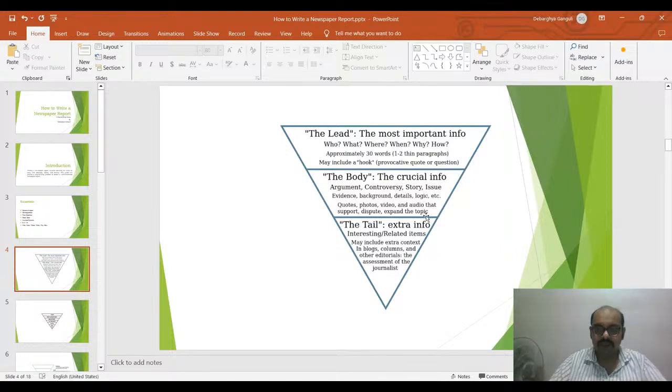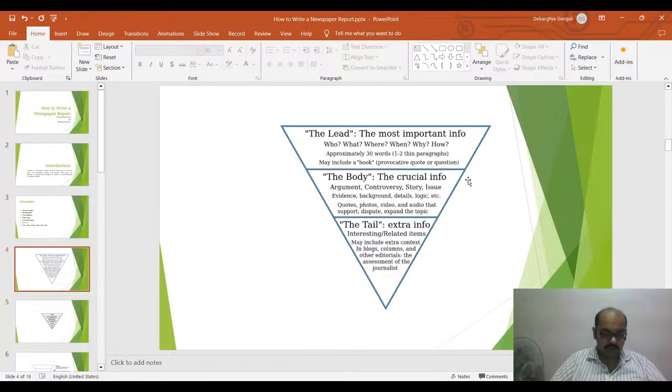First, let me explain this picture, then I'll explain everything. Now, the body comes from the second or third paragraph onwards. It is the basic idea, the crucial information. That is, if you have answered, say, two of the six questions in your lead, you will answer the remaining four in the body. Okay, so that's the thing.